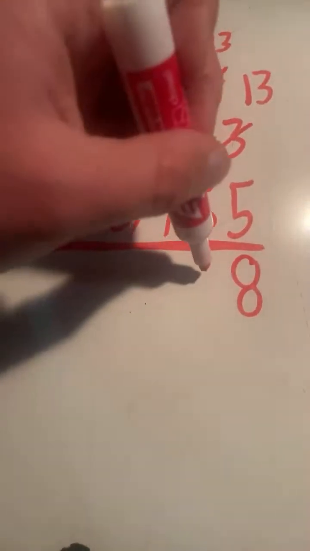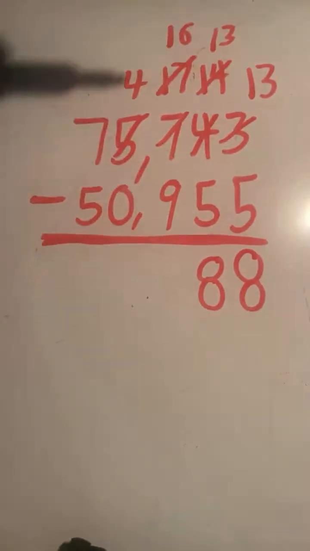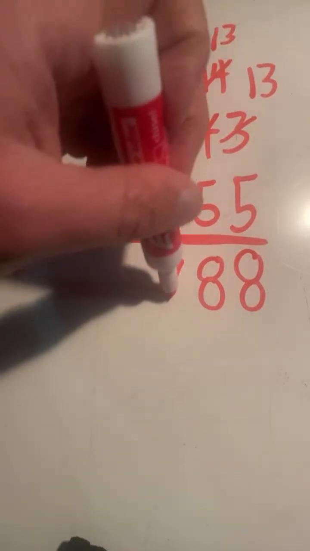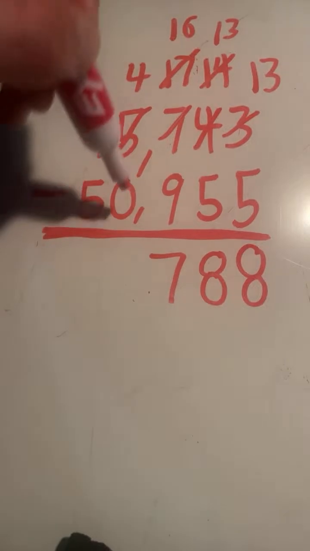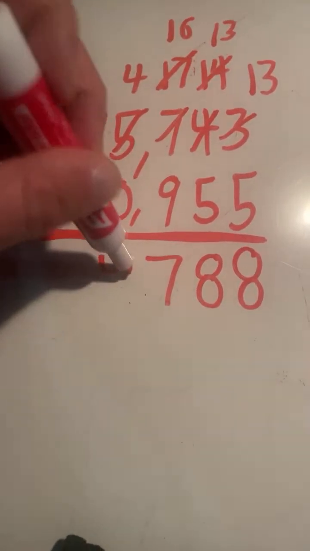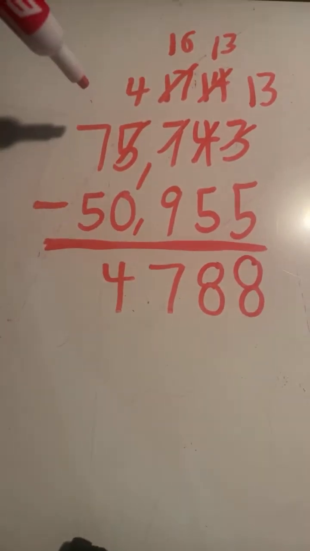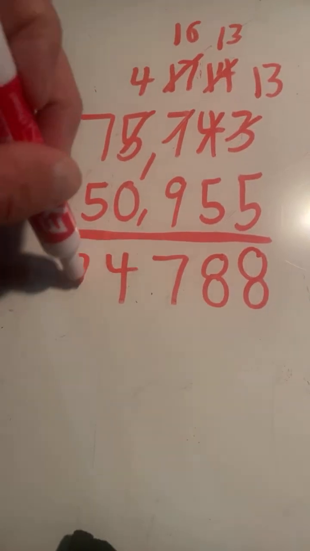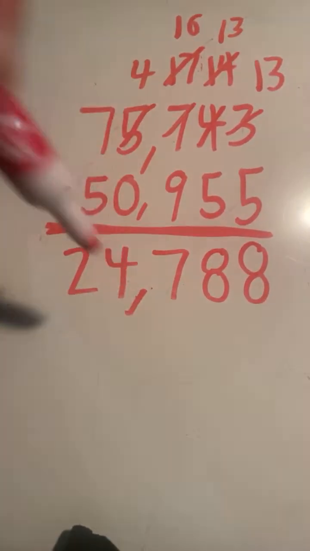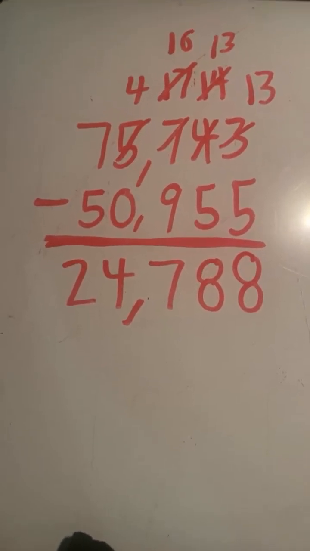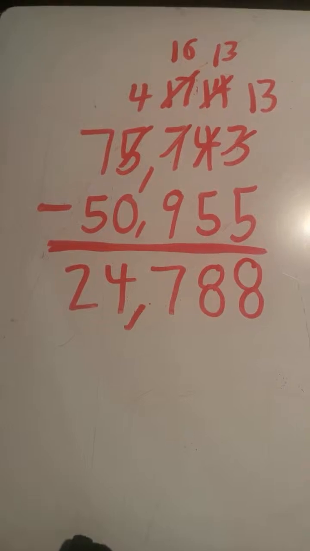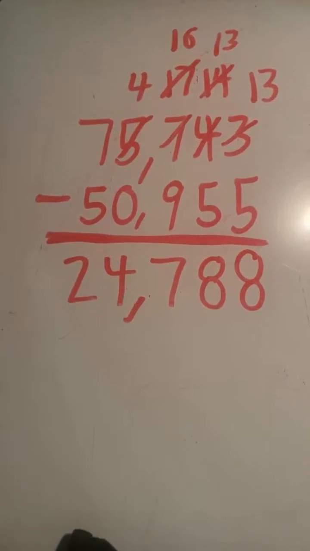13 minus 5 equals 8. 13 minus 5, same thing, 8. 16 minus 9 equals 7. 4 minus 0 equals 4. And 7 minus 5 equals 2. And we have our final answer, 75,743 minus 50,955 equals 24,788.